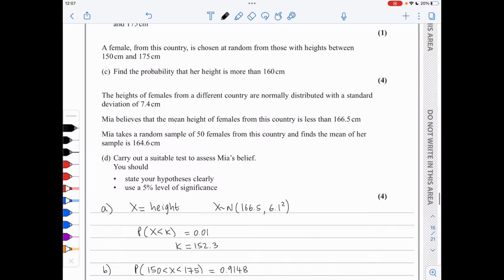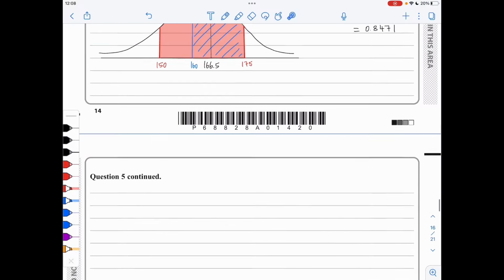In D, we've got heights from a different country normally distributed with a standard deviation of 7.4. We've got Mia, who believes that the mean height is less than 166.5, and she takes a random sample of 50 females, and she found a sample mean of 164.6, and the question is whether her belief is supported based on this data. So we need to conduct a hypothesis test.